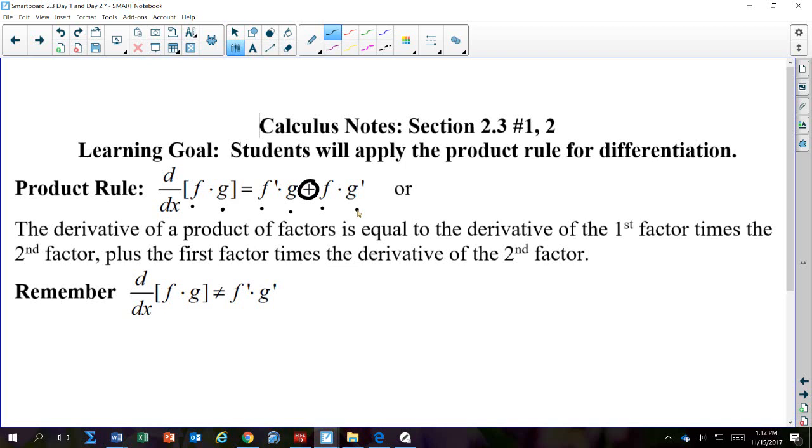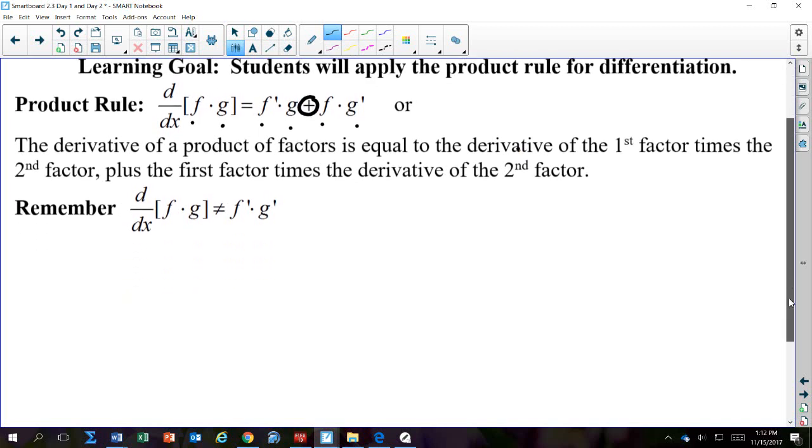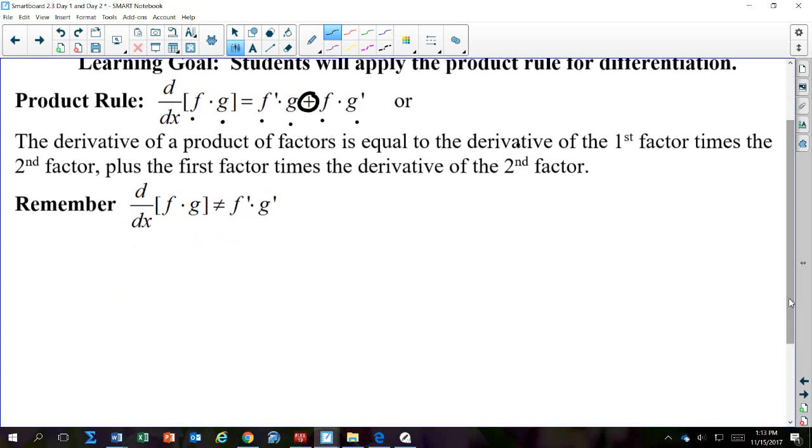The derivative of a product of factors is equal to the derivative of the first factor times the second factor plus the first factor times the derivative of the second factor. We're just going to keep saying it over and over again. One thing I want you to keep in mind is that the derivative of f times g is not equal to the derivative of f times the derivative of g.